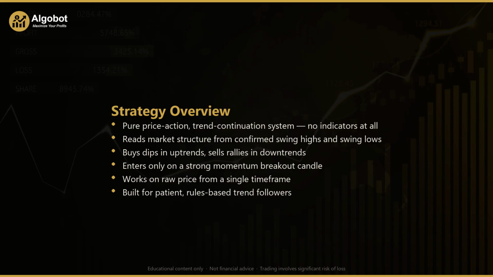Second, the pullback, a shallow countermove against that trend. The strategy wants to buy a dip inside an uptrend or sell a rally inside a downtrend, rather than chasing price after it has already run. Third, the thrust, a strong momentum candle that breaks out of the pullback in the direction of the trend, confirming that buyers or sellers have returned with conviction.